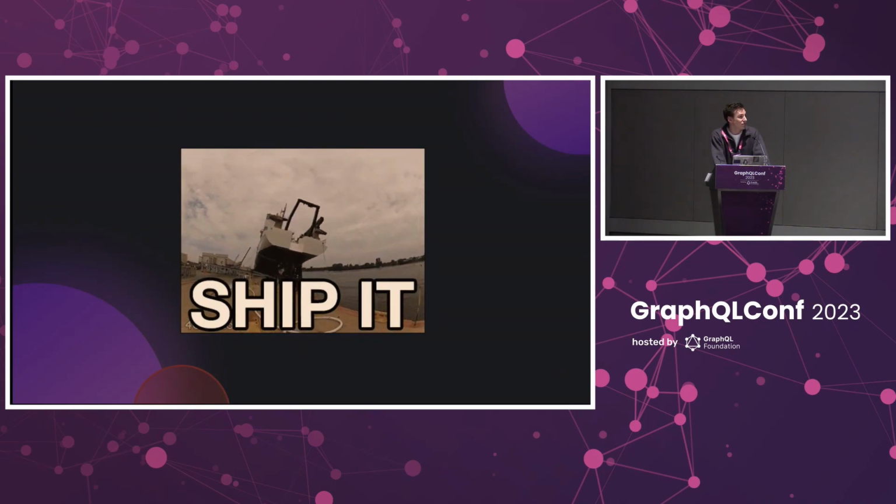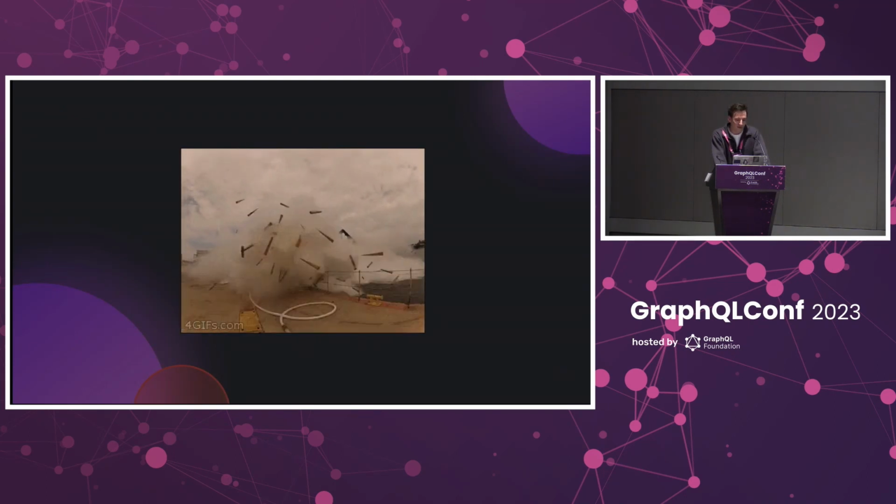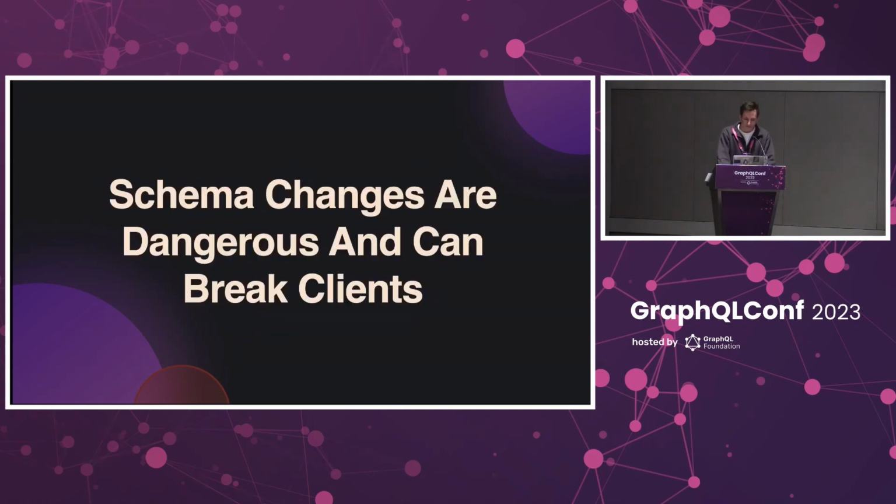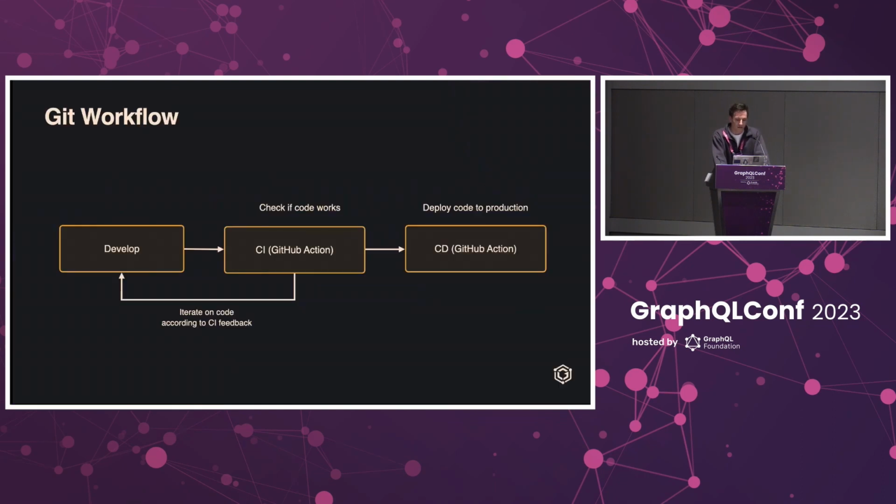So this is no longer happening, but instead we can deploy and be like this. As I said, schema changes are dangerous and can break clients. So if we look at how we deploy, this is probably the easiest deployment flow. We develop, then we have our CI system that checks if our code is working or not. And if it's not working, we develop more until it's working. And then when it's working, we deploy the code to production, right?